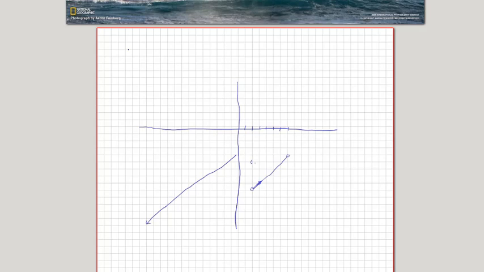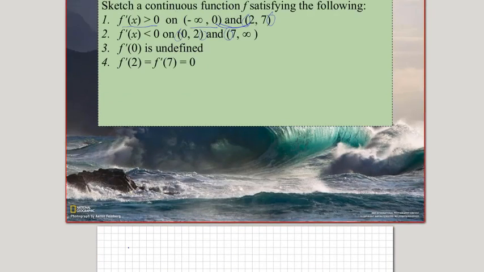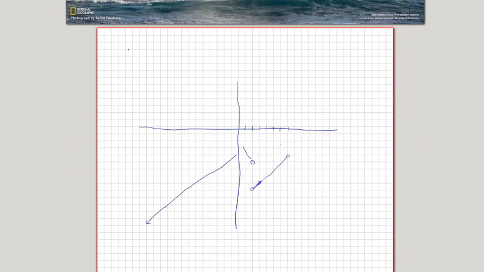Okay, so I want to be decreasing here. Alright, so decreasing 0 to 2 and 7 to infinity. Let me not forget about that one. So, I don't know, let's just pick one here. I get to make this part up. So that is decreasing from 7 to negative infinity.